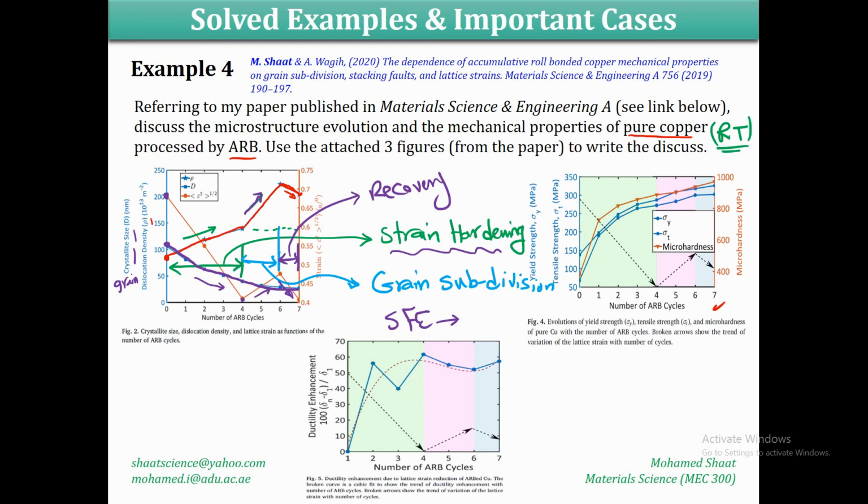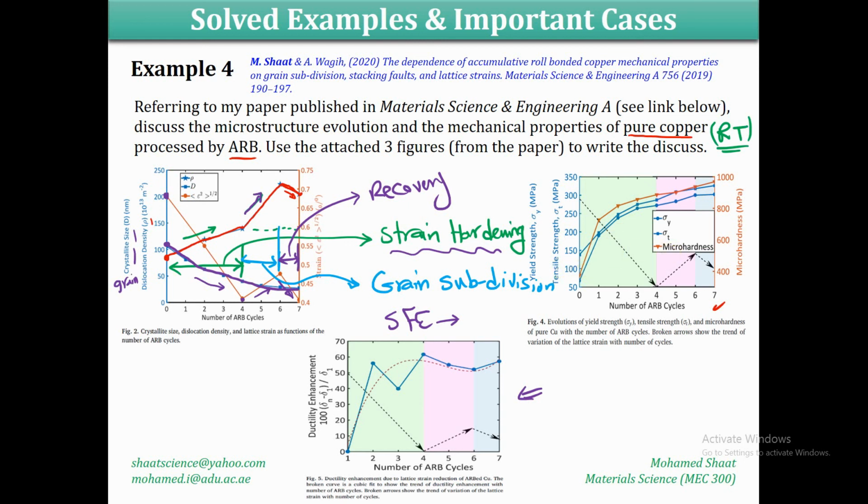Make sense? So, based on this discussion, what should we expect as changes over the material yield strength, tensile strength, and hardness? You should understand that these are 3 mechanical properties. This figure explains the changes over the material microstructure. But what are the changes over the material mechanical properties like yield strength, tensile strength, microhardness, and ductility? So this figure explains the changes over the ductility. Here, these are the changes over the yield strength, microhardness, and tensile strength.